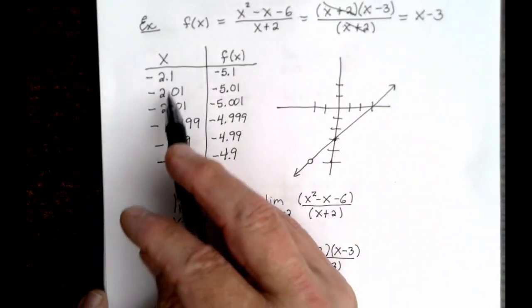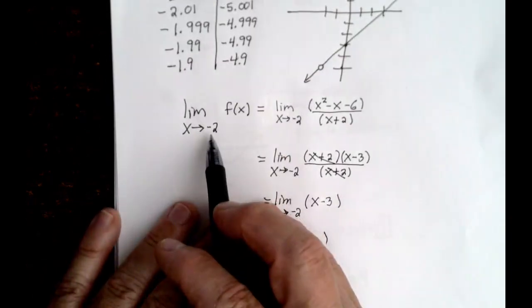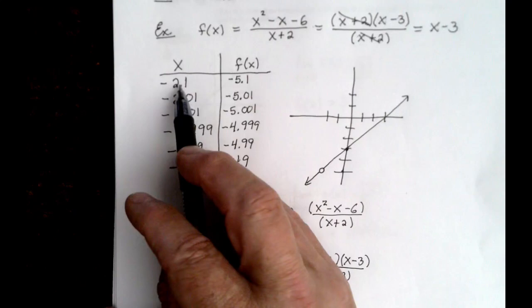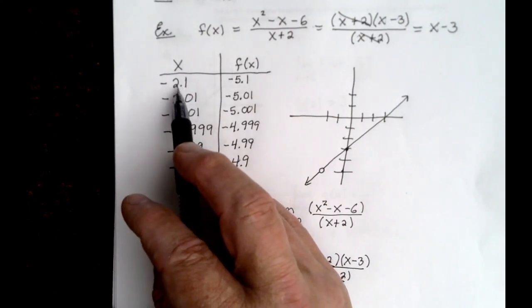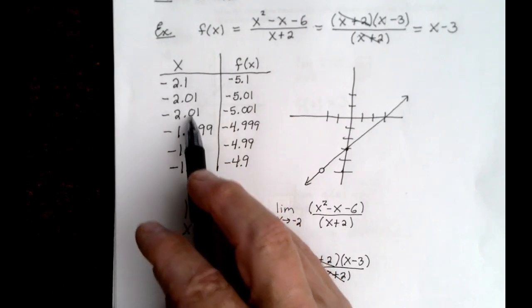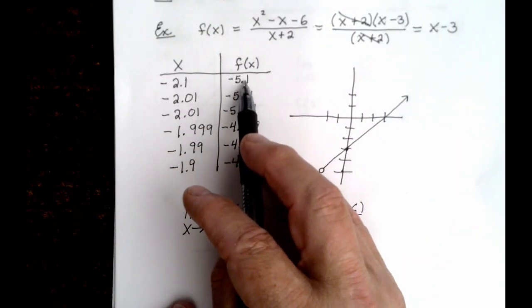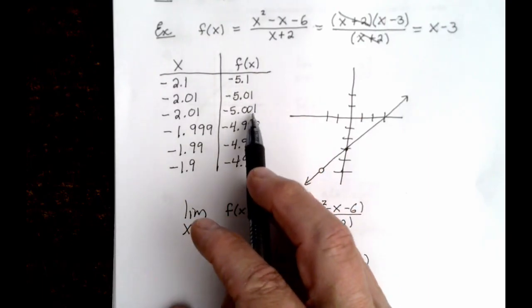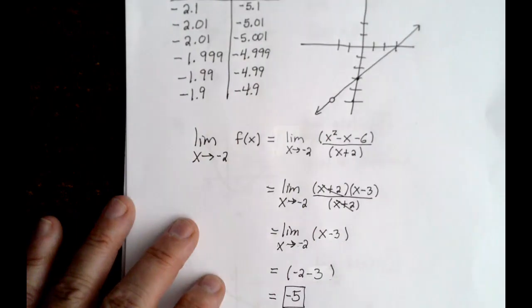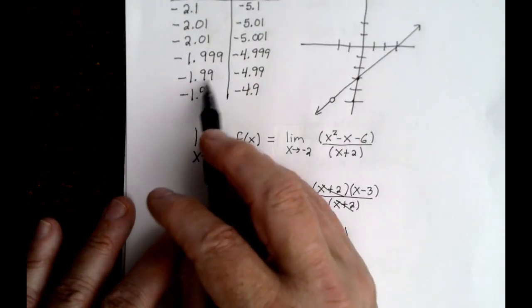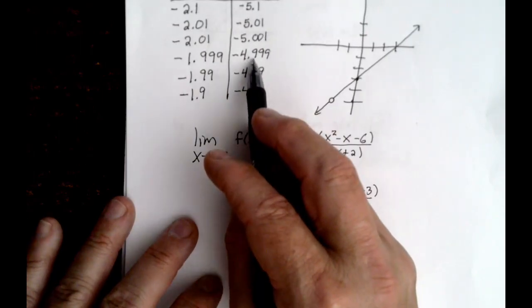Now if you take the limit, and we're going to be taking the limit as we approach negative 2 here. So if you approach negative 2 from the left and you get closer and closer and closer to negative 2, what happens to the y values, or f of x? Well, it gets closer and closer to negative 5. And the same thing with negative 2 from the right, negative 1.9, 1.99, and 1.999. You get closer and closer and closer to negative 5.